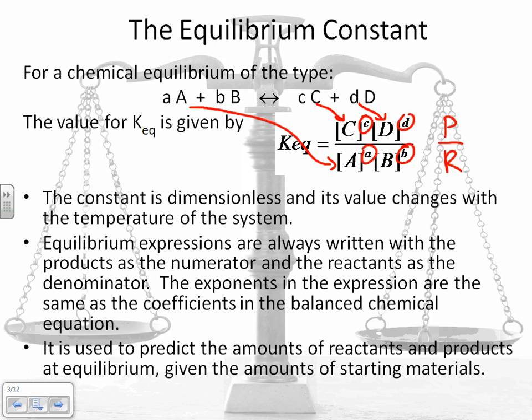Equilibrium expressions are always written with the products as the numerator and the reactants as the denominator, just like I explained. The exponents in the expression are the same as the coefficients in the balanced chemical equation. We use this value to predict the amounts of reactants and products at equilibrium given the amounts of starting materials. I'll show how that happens later on.